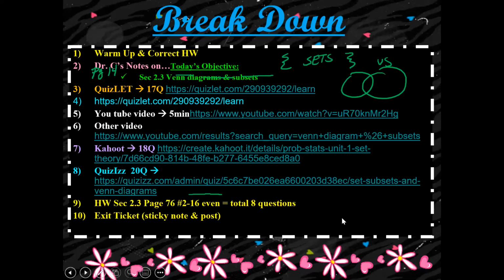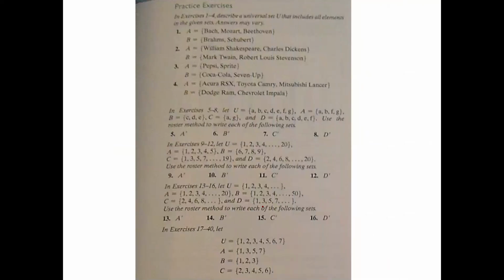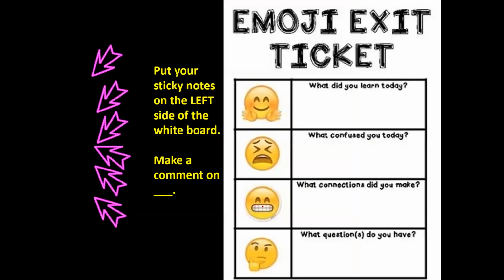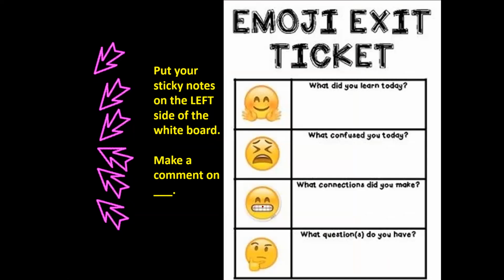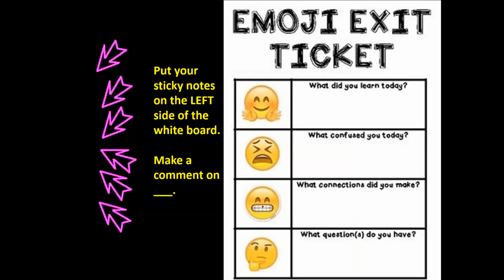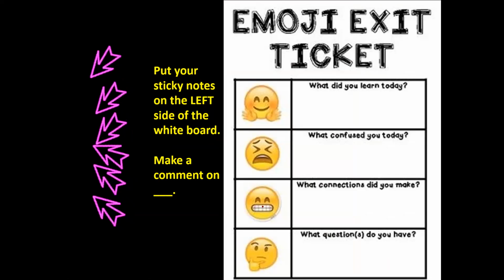All right, let's go back to this. There's a Kahoot, a quiz, and then your homework for 2.3, which is today, is going to be 2 to 16 even, so a total of 8 questions. These are the questions that look like your homework, and it's also on the Google Doc. This is your exit ticket. You're welcome to go ahead and just write it down somewhere in your guided notes.